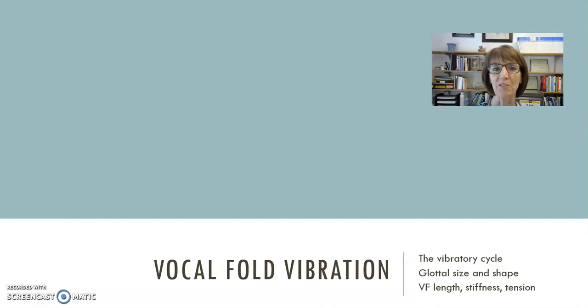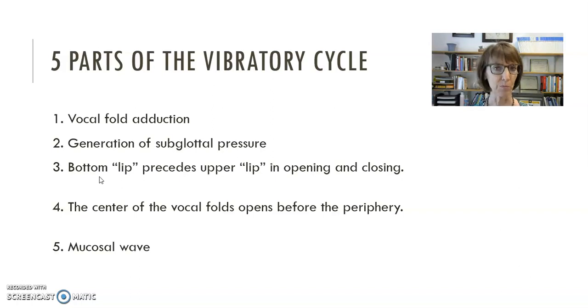This lecture is going to cover vocal fold vibration, and we'll talk about some of the mechanics of how that occurs. So the first thing we need to think about is what are the parts, what are the steps in the process. So we have 5 parts, they're numbered here, and you can see that the first one is vocal fold adduction. You're very familiar with that at this point. We also have talked about subglottal pressure, which is usually the same as alveolar pressure, comes from the lungs through the trachea and builds up below the adducted vocal folds.